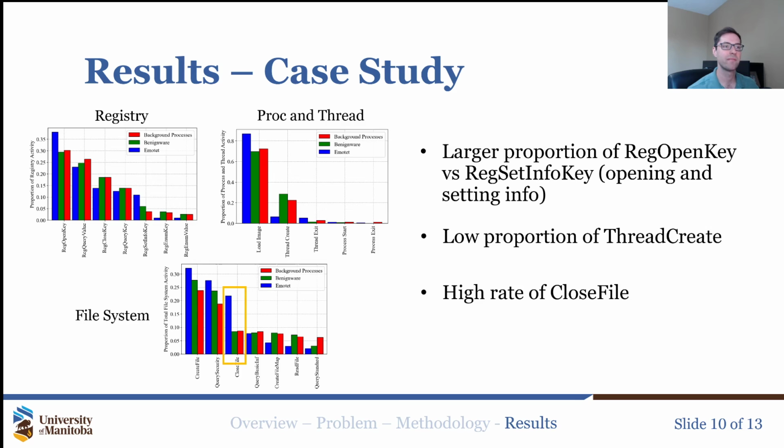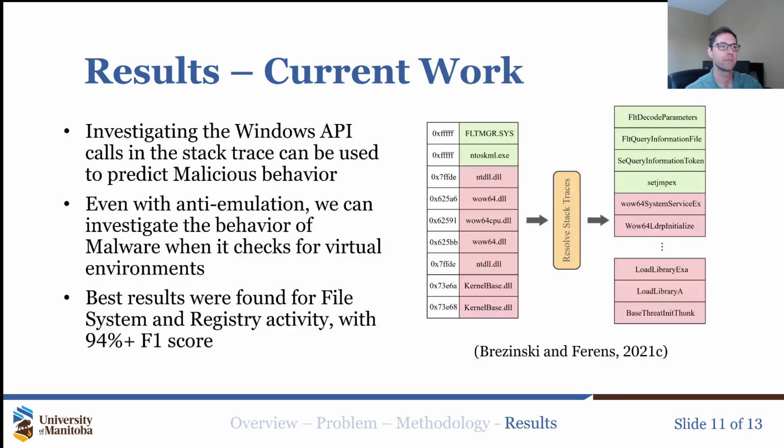If you have any form of background process or benignware, it has the motivation that it wants to stay persistent on the hard disk, as opposed to malware, which will want to create files and then typically cover their tracks by deleting what has been done. So we see a high proportion of close file relative to that of benignware. And just as a quick overview of current work, we looked at very briefly some of those Windows APIs and the proportions of one relative to others.